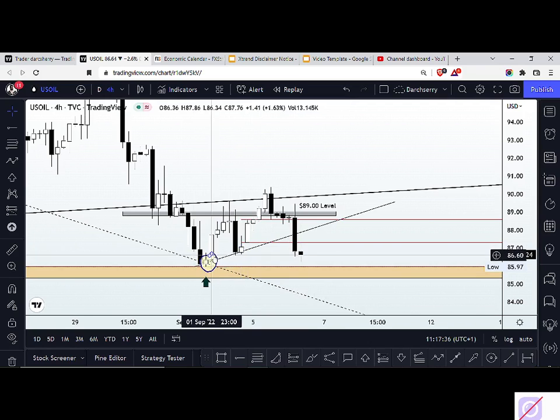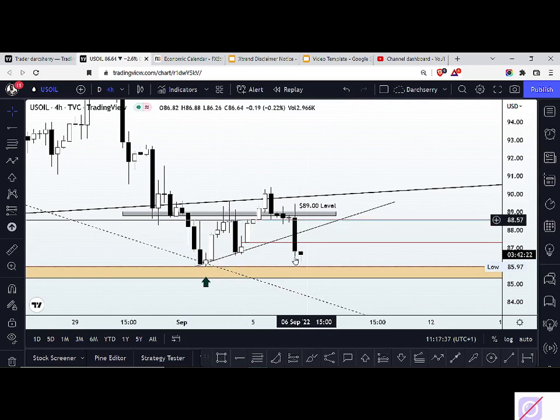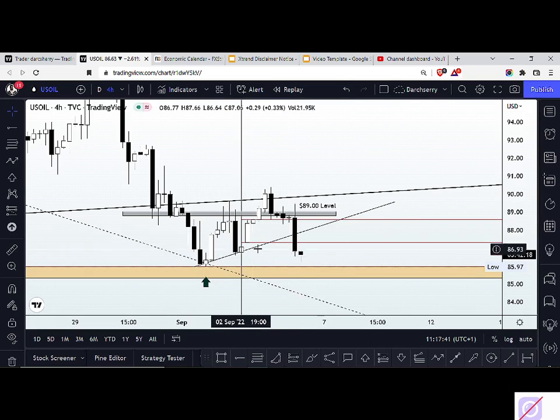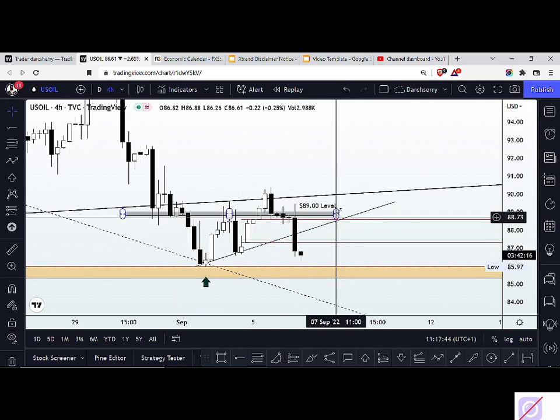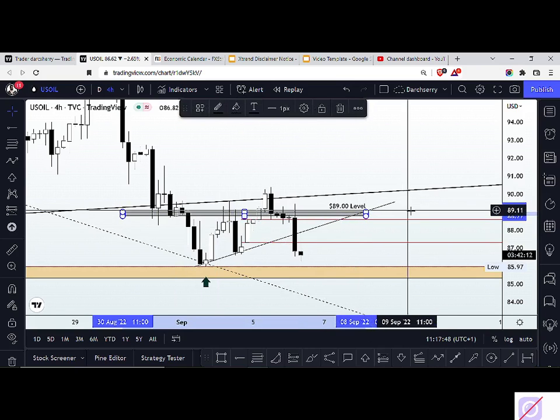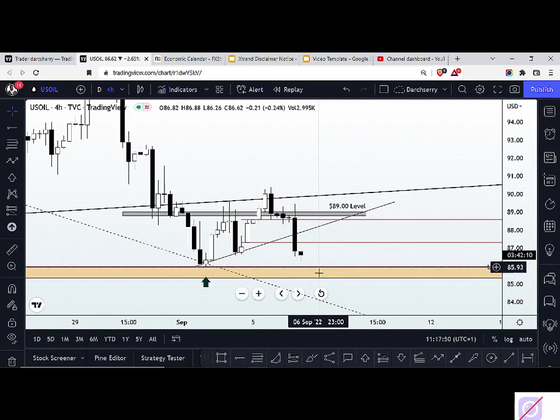So now that we have the setup here, we have a breakdown with an engulfing candle breaking down this bullish trend line here, and we have a key level at the $89 mark area. So what do we want to be looking forward to during the New York session today? What I'll be suggesting at this point is that we don't want to be getting too excited, because we have seen a signal.